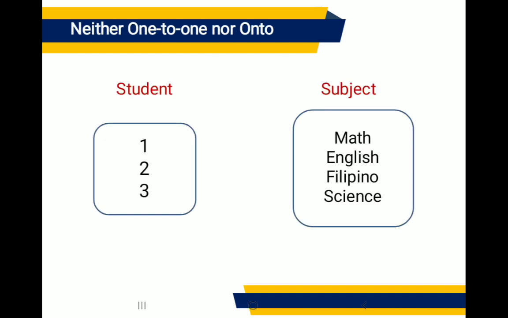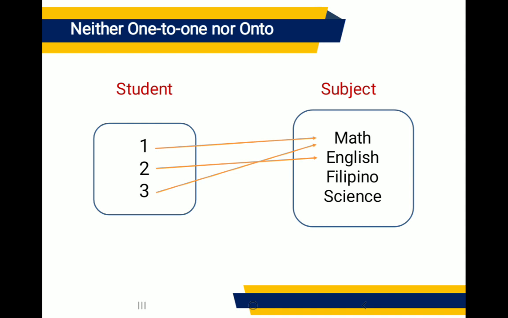Next is the neither 1-to-1 nor on-to. So, hindi daw siya 1-to-1 at hindi rin siya on-to function. So, we have students and subject. So, we have student 1, 2, 3, and a subject math, English, Filipino, Science. So, in student 1, we have subject na math, student 2, English, student 3, math.